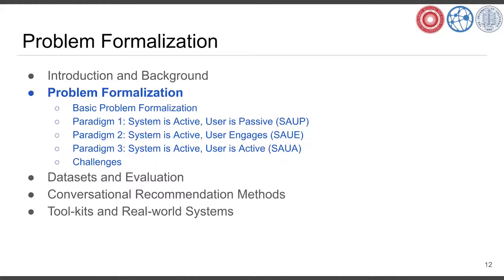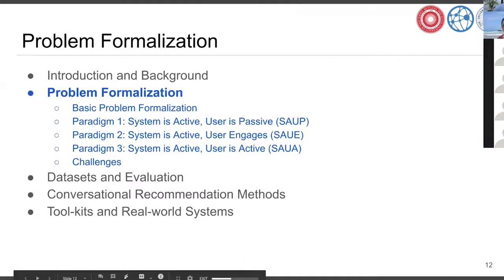In the following part, Yikun is going to introduce the problem formalization of conversational recommendation systems. Hello, everyone. My name is Yikun. I will give you a brief introduction to the problem formulation of conversational recommender systems. First, I will give a basic problem formulation, followed by three paradigms used to classify existing works. And then I will pose several challenges of this problem.